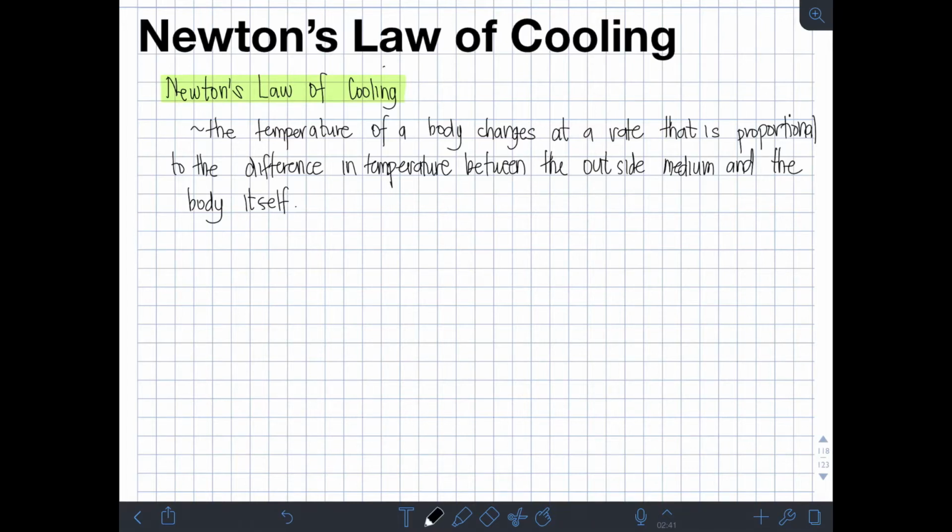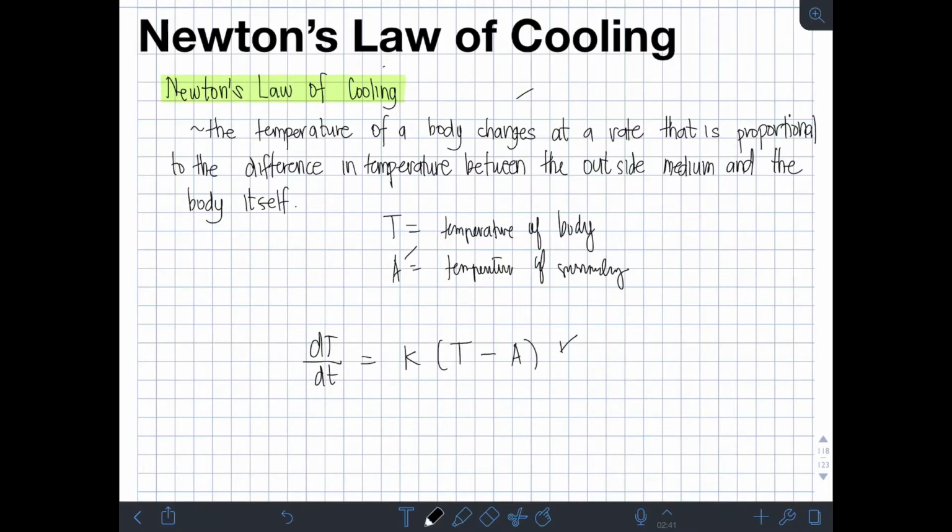So, kung i-represent natin to into differential equation, let's say we have let T as the temperature of the body, and let's say A is the temperature of surrounding. Then, if we try to apply this definition for Newton's Law of Cooling, so the rate of change daw ng temperature ng body, so meron tayong differential dT over dt dito, right? To denote the rate of change of temperature with respect to time. And then, proportional daw, so equal, so kapag meron tayong proportionality, meron tayong constant, right? Let's say K. Sa difference in temperature between the outside medium and the body itself. So, directly proportional daw siya doon sa difference ng temperature ng body doon sa surrounding. So, therefore, times T minus yung temperature ng surrounding A. Okay, so ito yung ating differential equation for Newton's Law of Cooling.